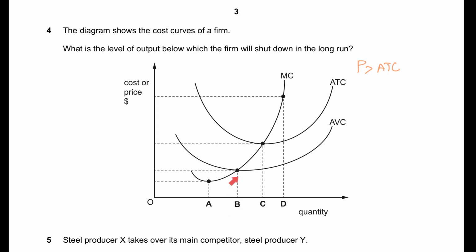You would have chosen B because you have to have price greater than AVC, but in the long run, price has to be greater than or equal to ATC. So you need to make sure that you make a normal profit or more to continue to produce in the long run. So you shut down in the long run if your price is below ATC, which means point C.